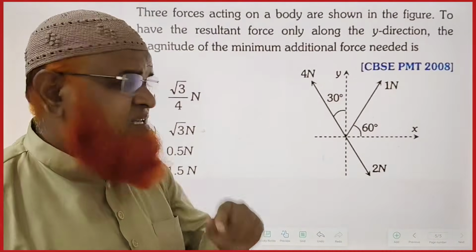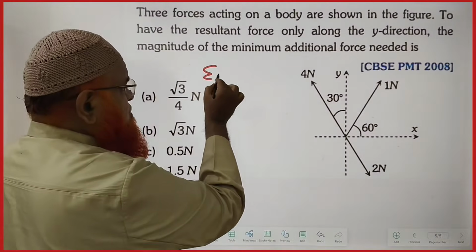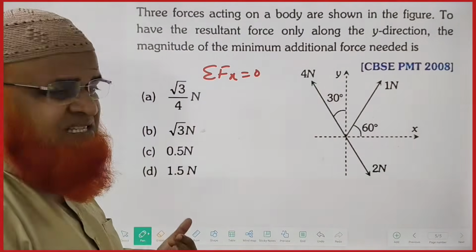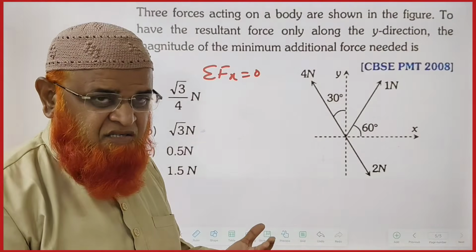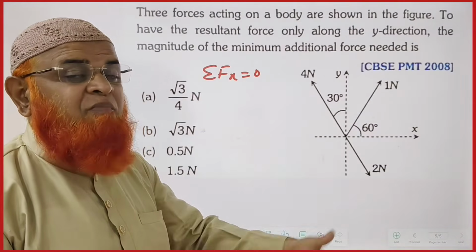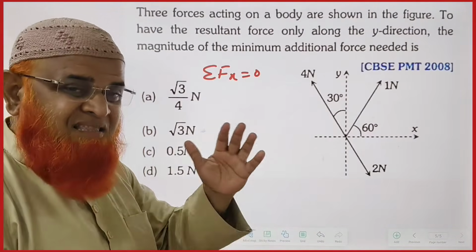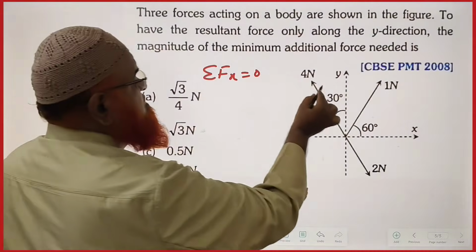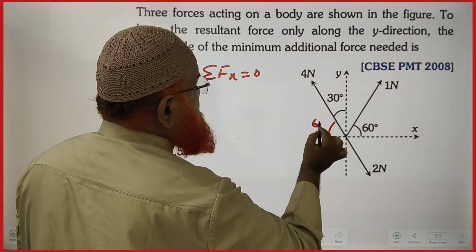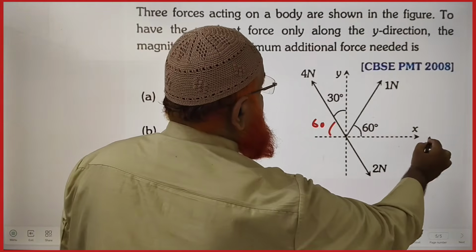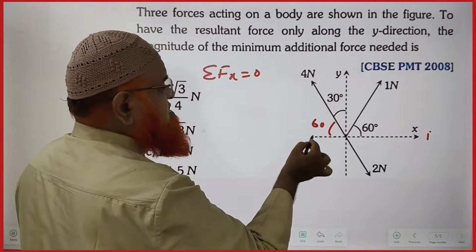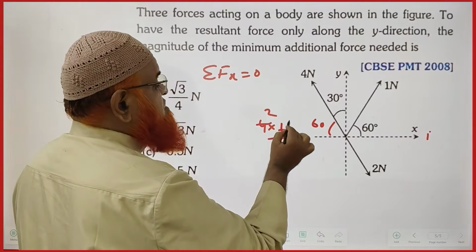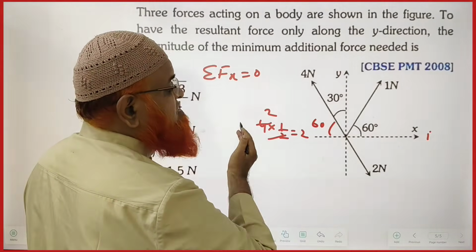That means indirectly he is telling that the resultant force along the x direction should be 0. Now we will test whether it is 0 or not. If it is not 0, how much extra we have to add, that is going to be the answer. That is the meaning of this question. Try to understand now. This is 30, which means this is going to be 60. So let me take along the i, that is the x-axis. So this is taken as 4 cos 60. Cos 60 is nothing but 1 by 2. That means 2. So in this direction 2 is there.